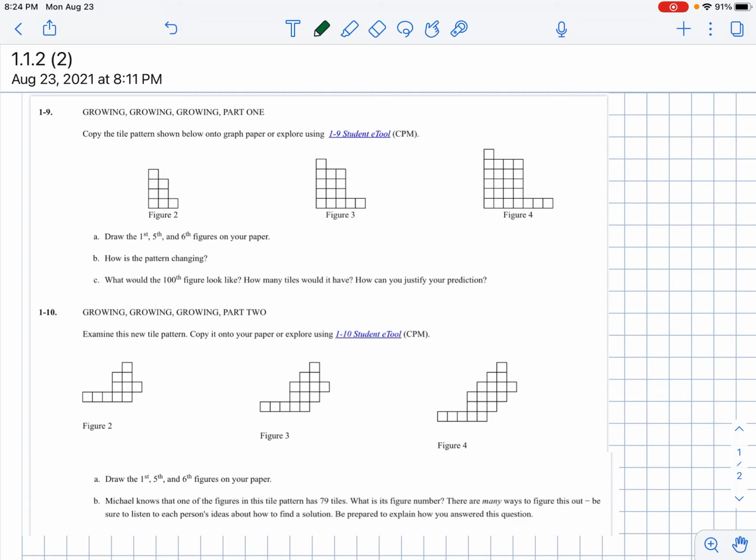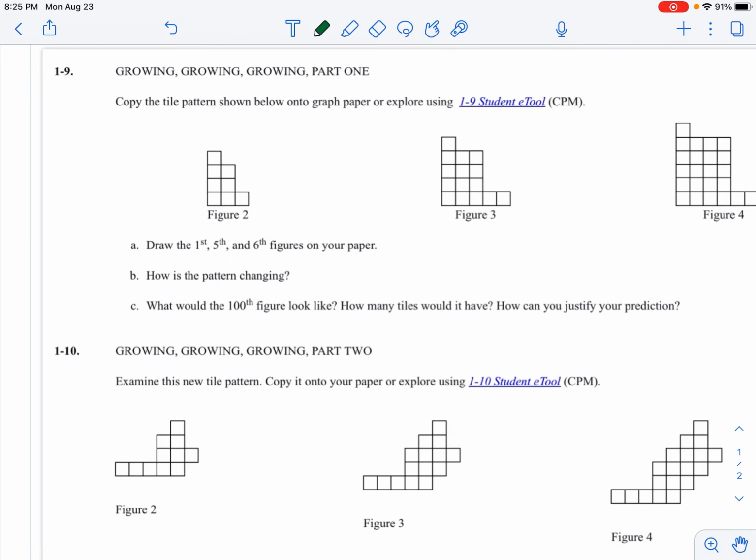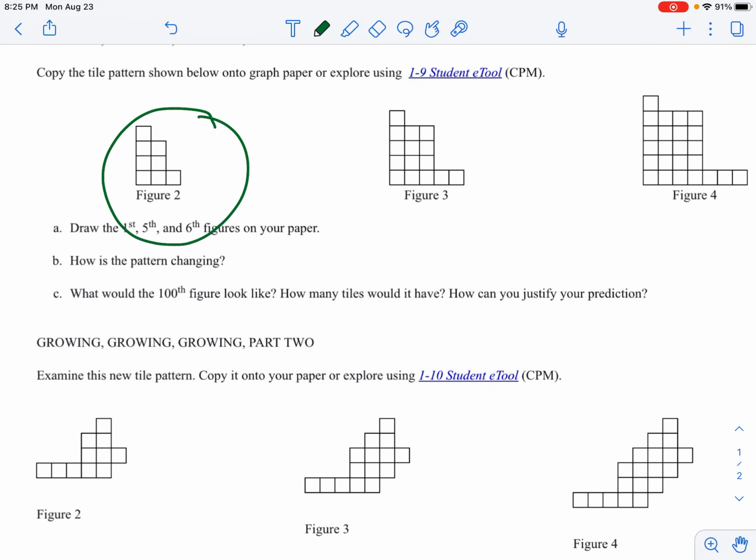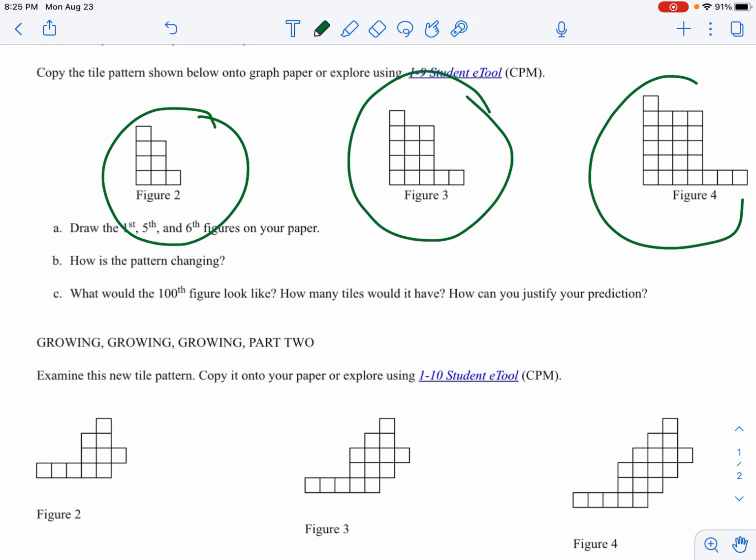I am going to go through some of your problems here today, and the first problems here are 1.9 and 1.10. These are classwork problems. So what I want you to do is look at these two problems and analyze these patterns with your elbow partner at your desk and see if you can answer some of the different parts to it. So on 1.9, we've got the figure 2 here, figure 3, and then figure 4.